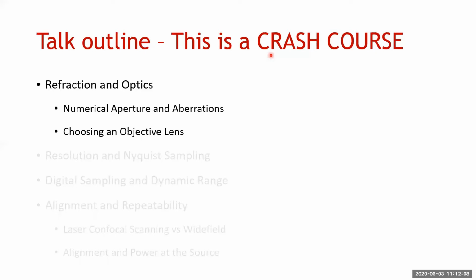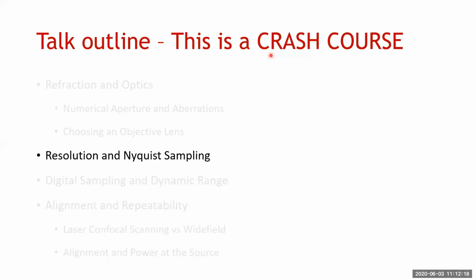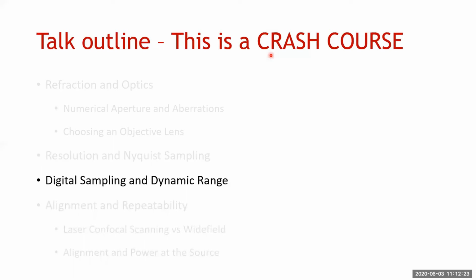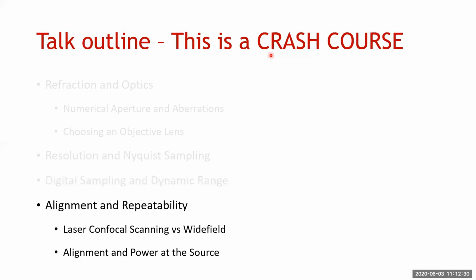I'm going to be talking about basically how the light gets from A to B. So refraction and optics, how to choose a lens, then all about resolution and how you sample your data. Digital sampling and dynamic range, concepts that people unfortunately don't quite understand and tend to ignore. And then we'll finish off with alignment and repeatability. This is just for you to see how complex a system can be, and things that can go wrong, and how you can keep track of what you can and cannot control.